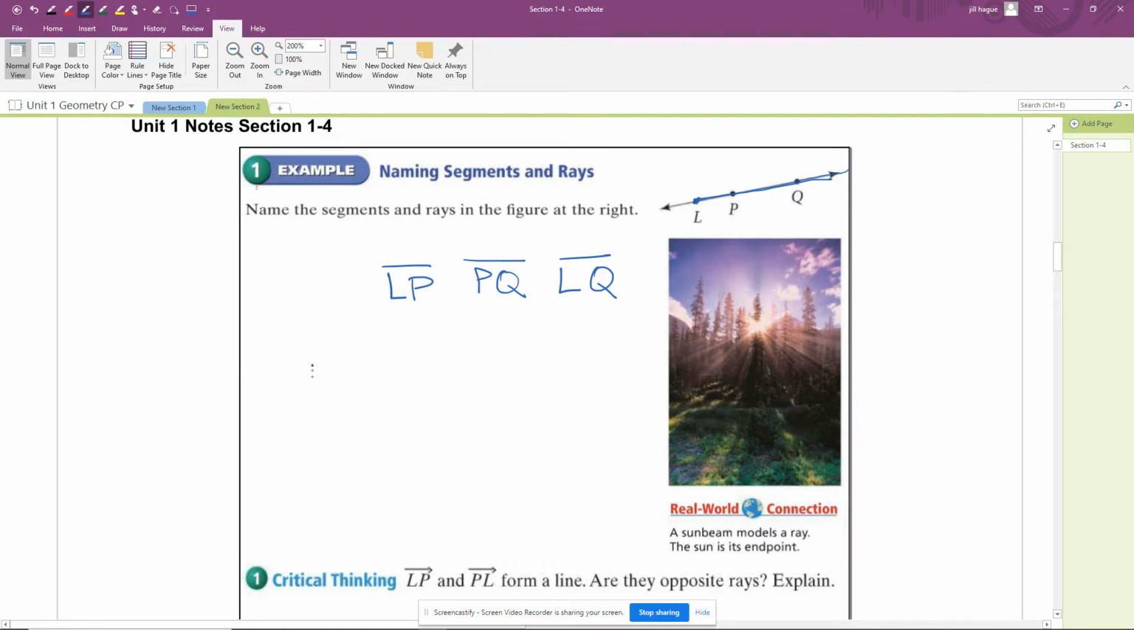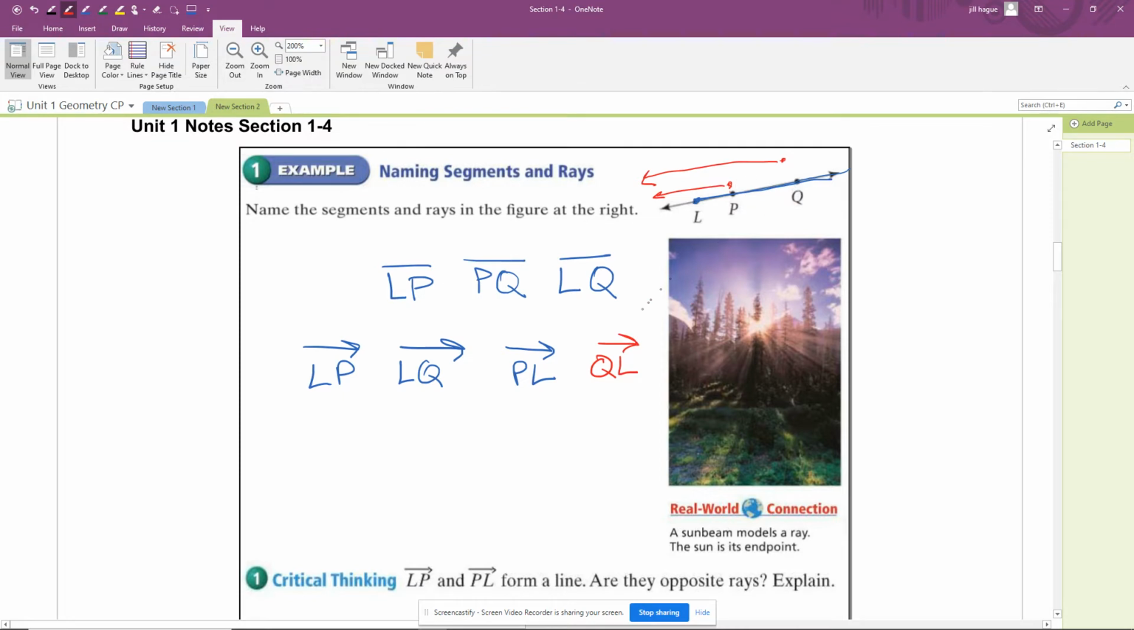So there's a fair amount of rays there, right? We have LP, which goes that way. We have LQ, which goes that way. We have PL. The arrow always goes to the right, but I'm starting at P. So that one, let me do that one in a different color. Here's ray PL. Because that's a line, ray PL starts here and goes that way. And then the last one, so I did this one in red, right? The last one would be QL, and that one would start here, and it would go that way.